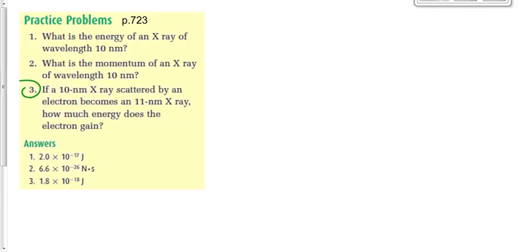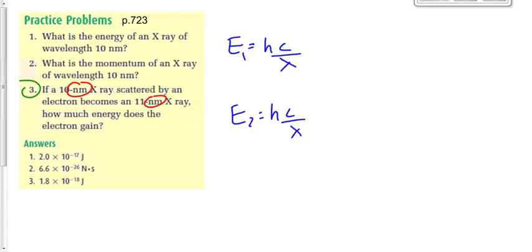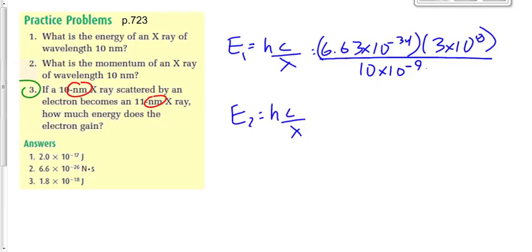It says if a 10 nanometer X-ray is scattered by an electron, becomes an 11 nanometer X-ray, how much energy does the electron gain? Well, let's find the energy of the first photon, the first X-ray. Let's find the energy of the second photon, the second X-ray. We're going to say 6.63 times 10 to the minus 34 times 3 times 10 to the 8 divided by 10 times 10 to the minus 9. And we're going to get an energy there, in joules. We're going to do exactly the same thing with the energy of the second photon, in joules. And then we're going to subtract it. That's going to give us the energy that's gained by this photon as it's scattered through that angle.